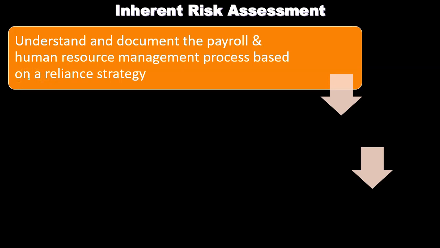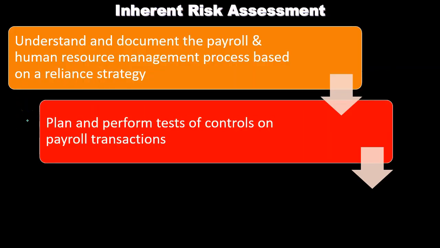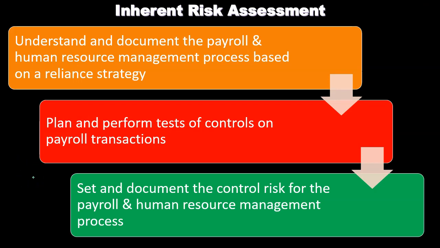So, inherent risk assessment. Understand and document the payroll and human resources management process based on a reliance strategy. Then we want to plan and perform tests of controls on the payroll transactions. So we're going to understand and document the payroll process and human resources, think about how it's going to be put together, and then plan and perform the tests of controls. Then we are going to set and document the control risk for the payroll and human resource management process. Once we have the inherent risk and the control risk, then we can think about the detection risk, and that's the risk associated with how much substantive testing we are going to do.